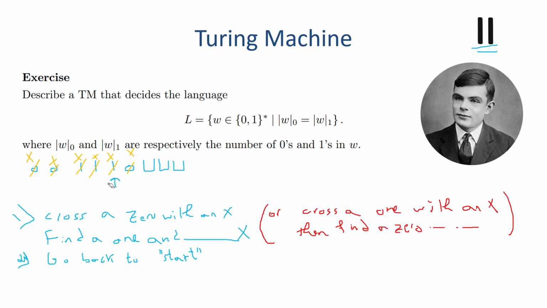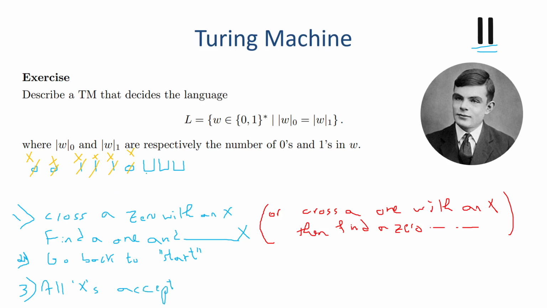When should we ever stop? So right now it's all X's. So when should I really stop and accept? Well, we just said it, it's all X's. You don't have anything else to cross. So if at any point it's just all X's, we'll accept.